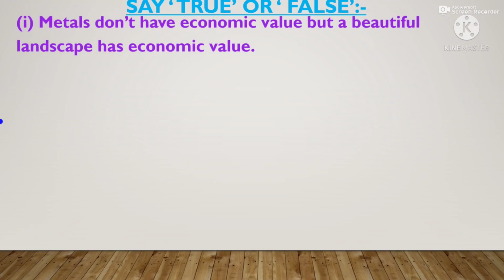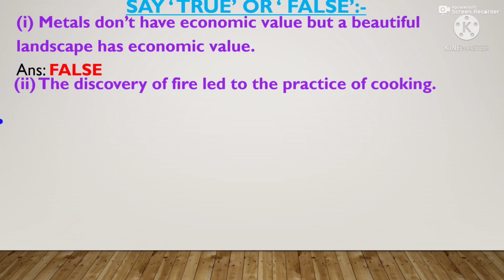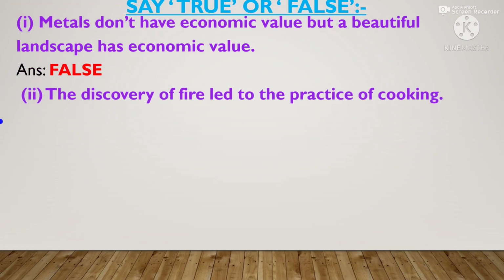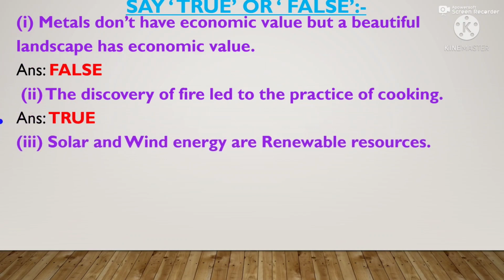First one is, metals don't have economic value, but a beautiful landscape has economic value. So this statement is false because metals have economic value, but a beautiful landscape has no economic value. Next, the discovery of fire led to the practice of cooking. This statement is correct, true. Next, solar and wind energy are renewable resources. Yes, this one is also true.